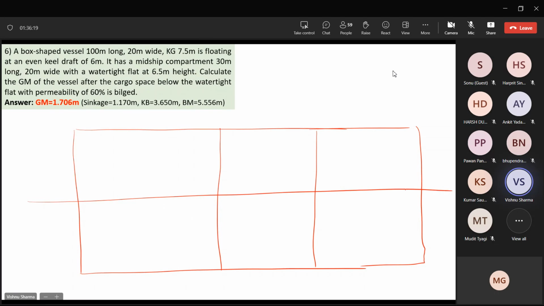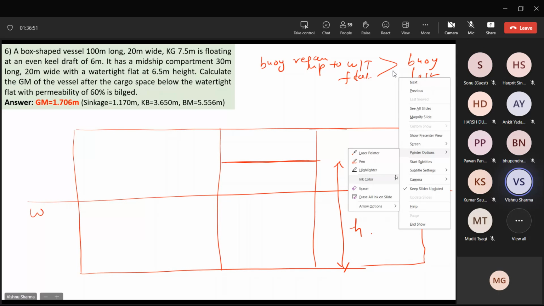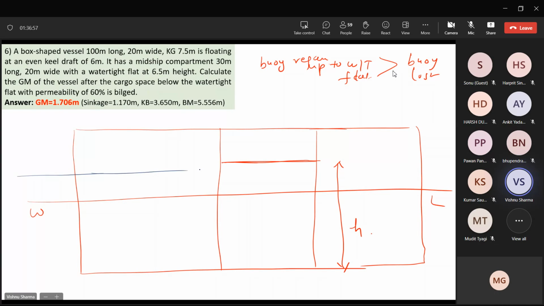This is my initial water line WL. This is my watertight flat. I'm putting it a little higher. This is H. Now you are saying if the buoyancy regained up to the watertight flat is greater than the buoyancy lost. That is what you're saying, right, guys? Yes, sir. In that case, whatever the values be, values are immaterial. In that case, my water line will be somewhere here. I can draw it anywhere below the flat. This will be W1, L1.